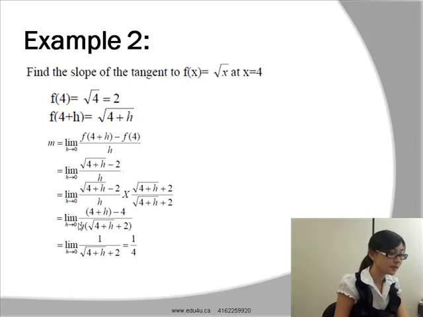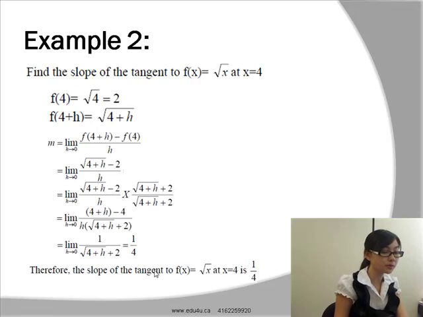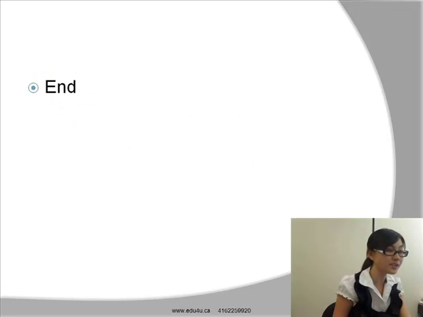4 minus 4 equals 0, and the two h's cancel out. So we will get 1 over root of 4 plus h plus 2. As h becomes closer and closer to 0, eventually it is 0, we get 1 over 4. Therefore, the slope of the tangent to f of x equals square root of x at x equals 4 is 1 over 4. That's the end of this lecture.